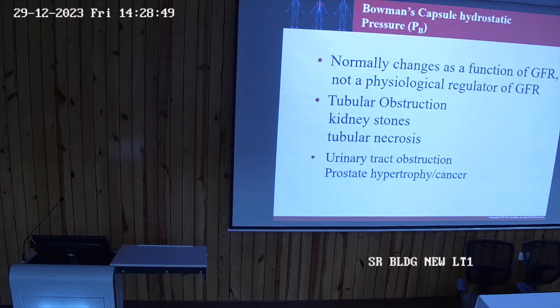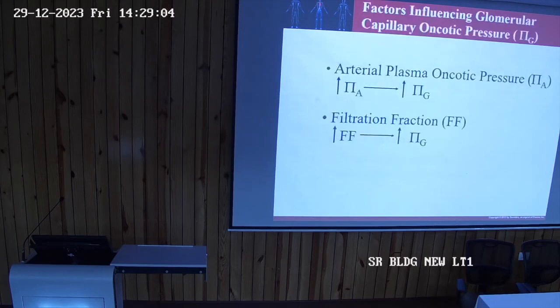That is, the filtrate is coming into the Bowman space, but it is not getting allowed to enter into the loop of Henle or finally into the further distal parts. So this obstruction will change the Bowman's hydrostatic pressure. And what does Bowman's hydrostatic pressure do? Is it inhibiting or favoring? It is inhibiting. So if it inhibits, the value of GFR will decrease, right?